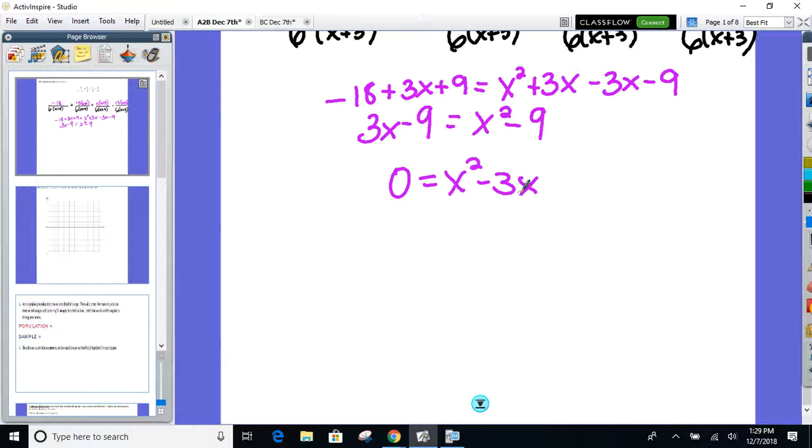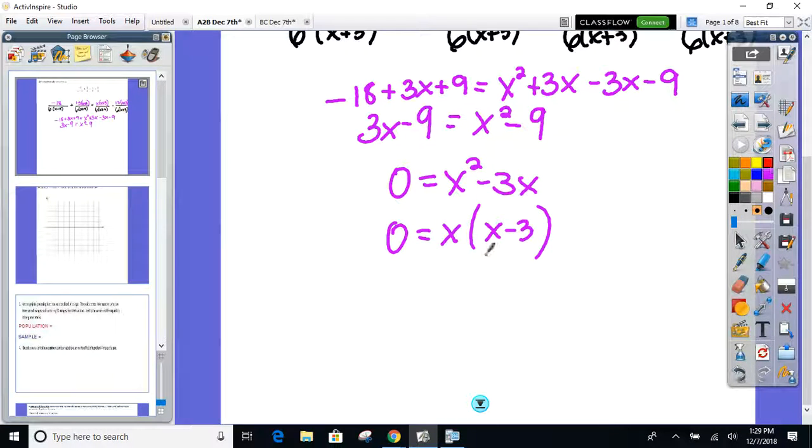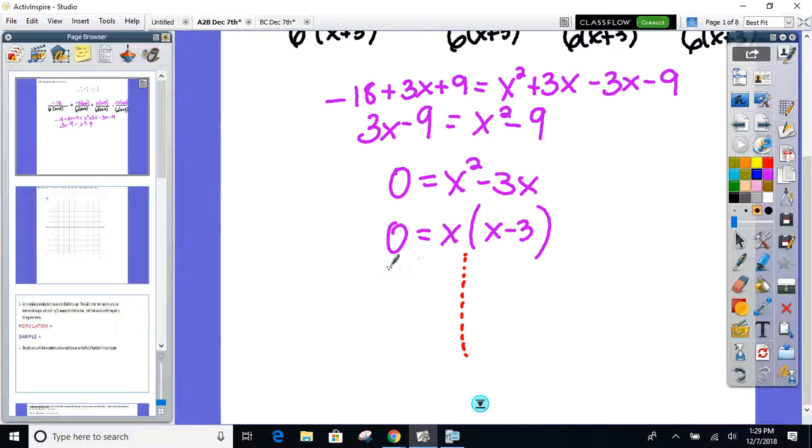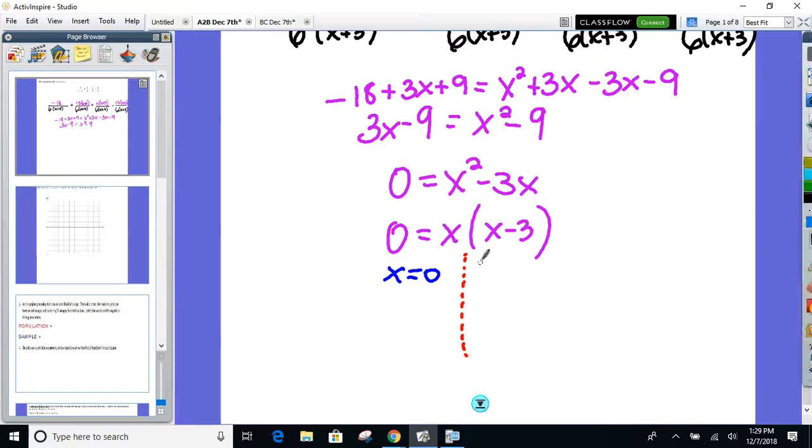All right, what are you going to do with that beast? GCF, take out an x. And we're left with x minus 3. Ready for your 2 answers? x equals 0 and x equals 3.